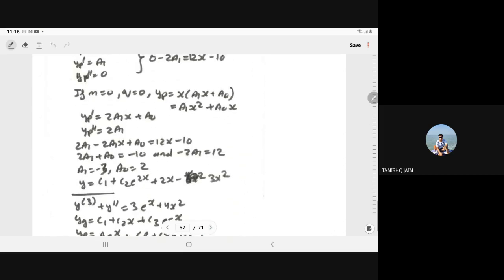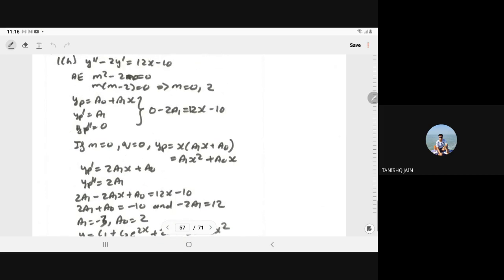Now we are talking about the duplicacy. Please listen carefully because these are not available in the book. So here y double dash minus 2y dash is equal to 12x minus 10. Its reduced equation or homogeneous equation will be y double dash minus 2y dash is equal to 0.